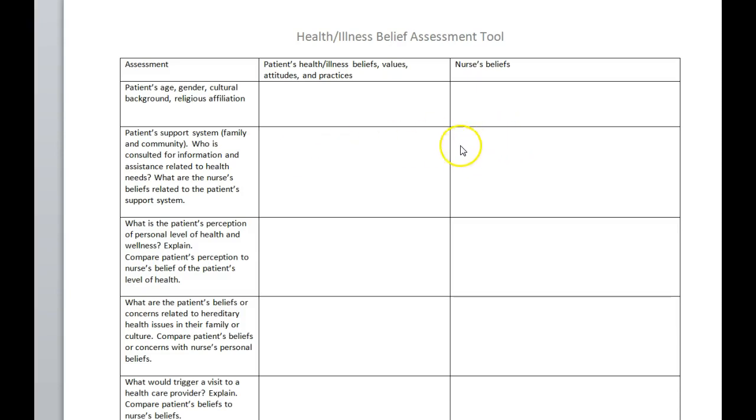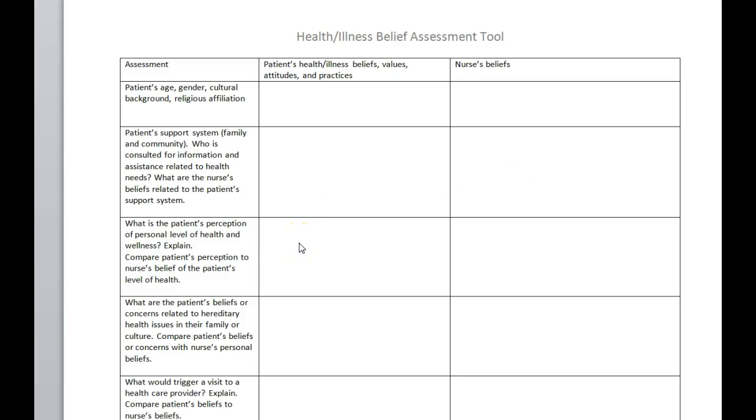So you put that information in there, and then in this column, you're talking about yourself. So what are your beliefs related to the patient support system? So you might consult someone different, have a different aspect or attitude about it, and then you're going to compare your thoughts and how do your thoughts differ from the patient's, or maybe they're exactly the same, but you're going to write a little synopsis here.